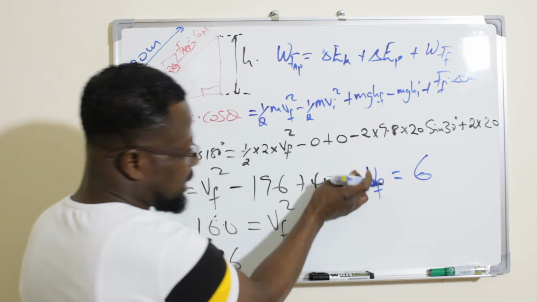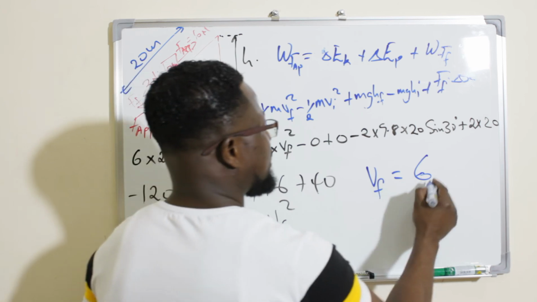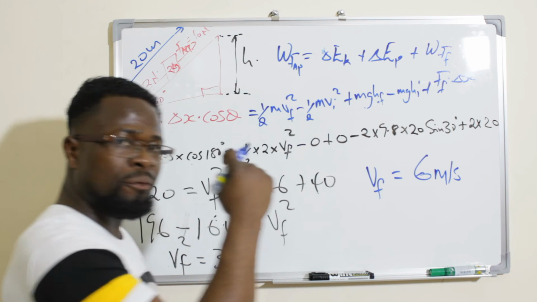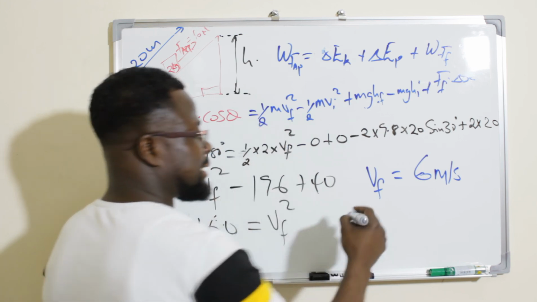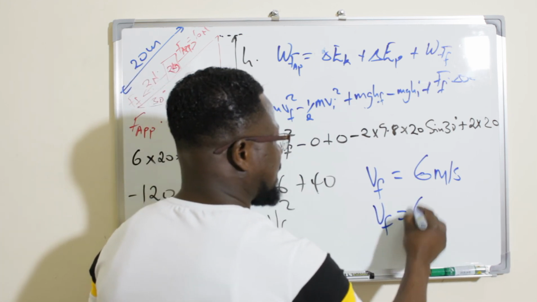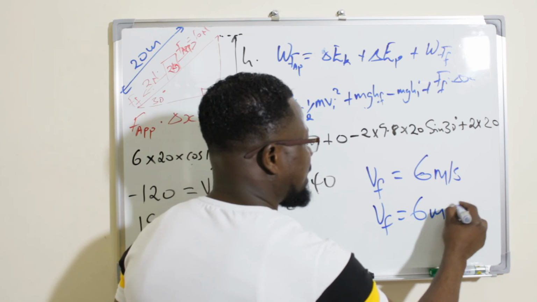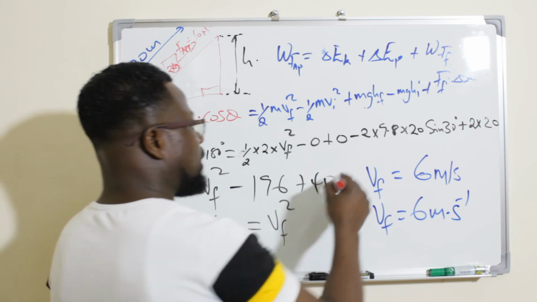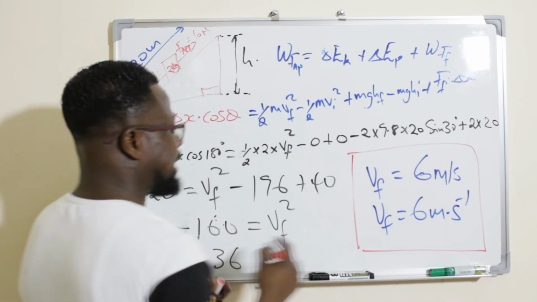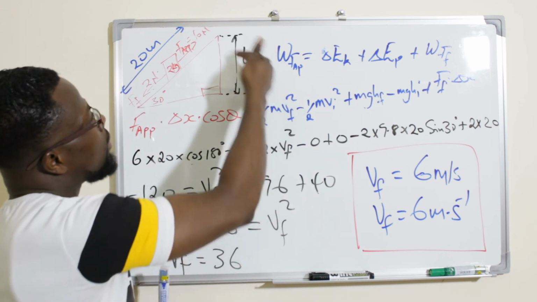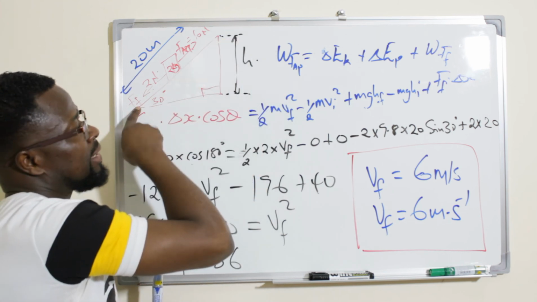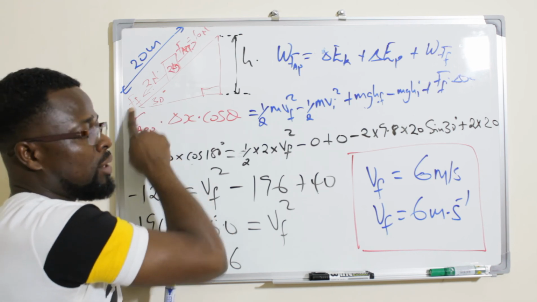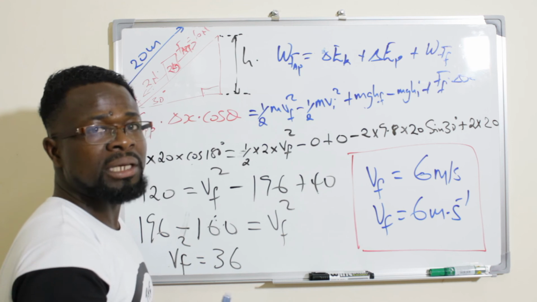So 6 what? This is velocity. So that is 6 meters per second. Remember I said to you before in the other video that this also can be written as 6 meters per second. This and this are the same. So the velocity with which the object is going to go down the inclined plane, at the bottom of the inclined plane, we are going to have our velocity to be what? 6 meters per second.